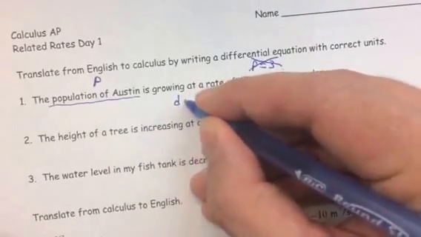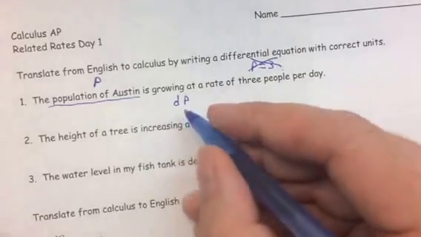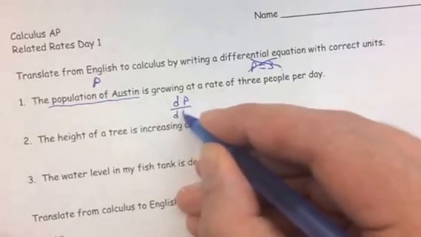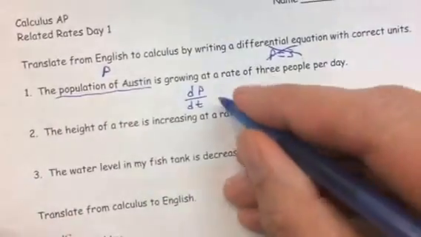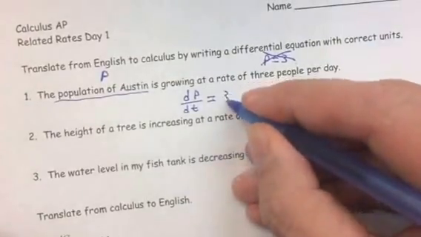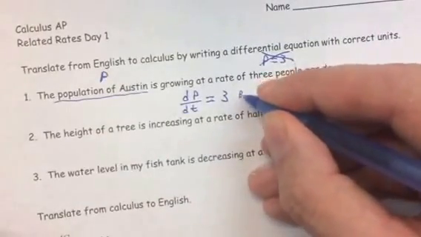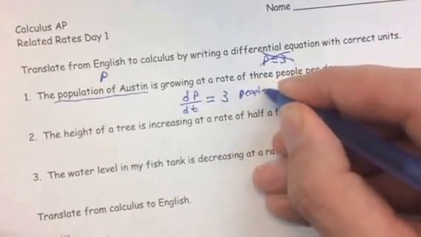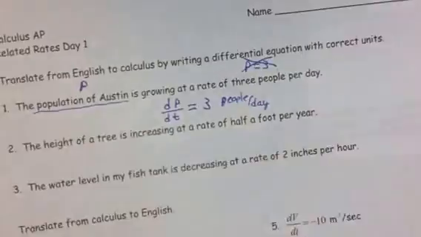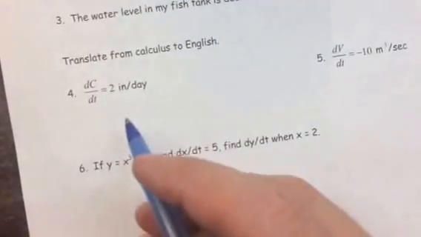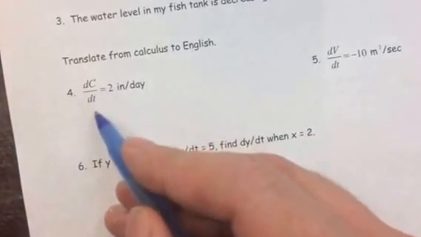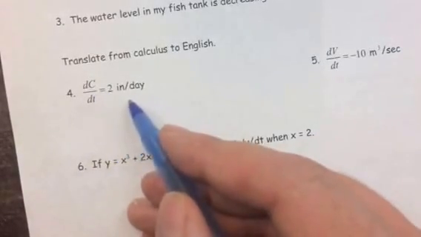And that's the derivative of population. It's how much the population is changing by with respect to time. So dP/dt is 3, and the units are people per day. Okay. Let's translate one of these guys. dC/dt equals 2 inches per day.